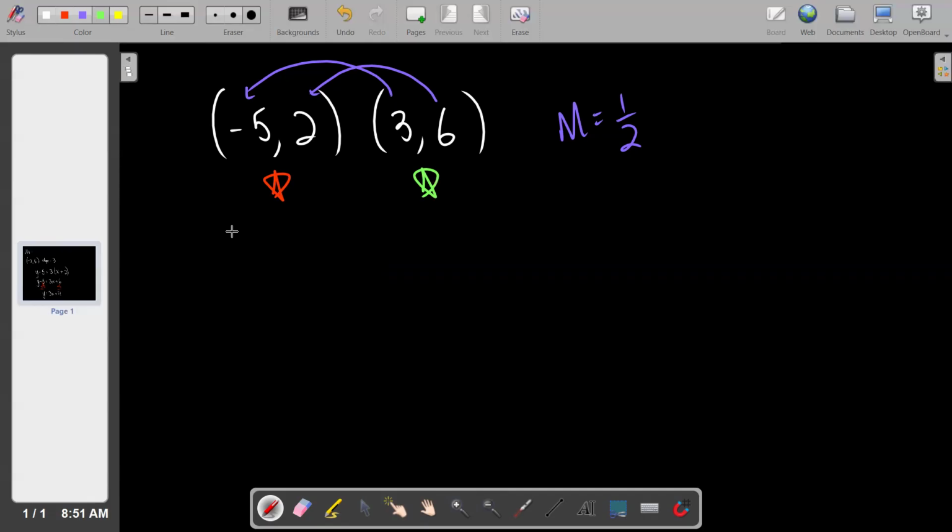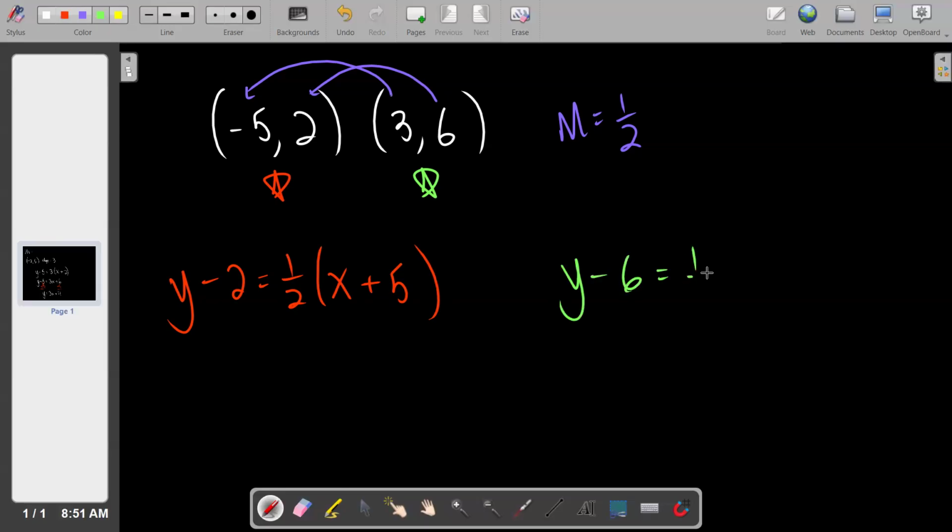So if Kobe picks the red point, then his equation is going to say y minus 2 equals 1/2 of x plus 5, right? And if Aubrey picks the green point, then hers is y minus 6 equals 1/2 of x minus 3. Do you see yet why this problem's more annoying? You may not know this answer quite yet because you haven't done assignment 33, but do you see it? What's happening? What makes these problems suck more than the one above?